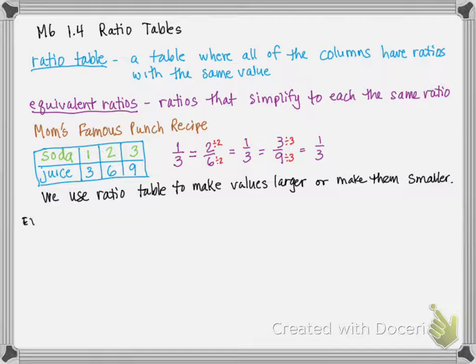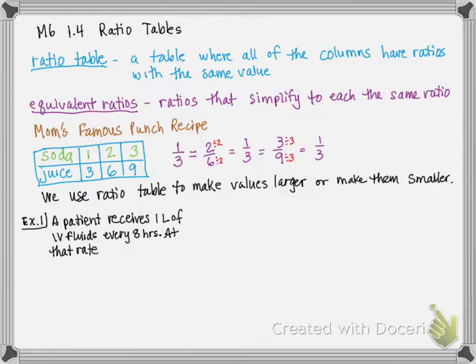The first one, we've got a table of values we're going to be working with, but I'm going to give you a background on it. So we have a patient receives 1 liter of IV fluids, IV standing for intravenous, every 8 hours. At that rate, let's see, so we have liters in time, so yeah, that makes sense. It's a rate, and a rate, remember, is a ratio, just different labels.